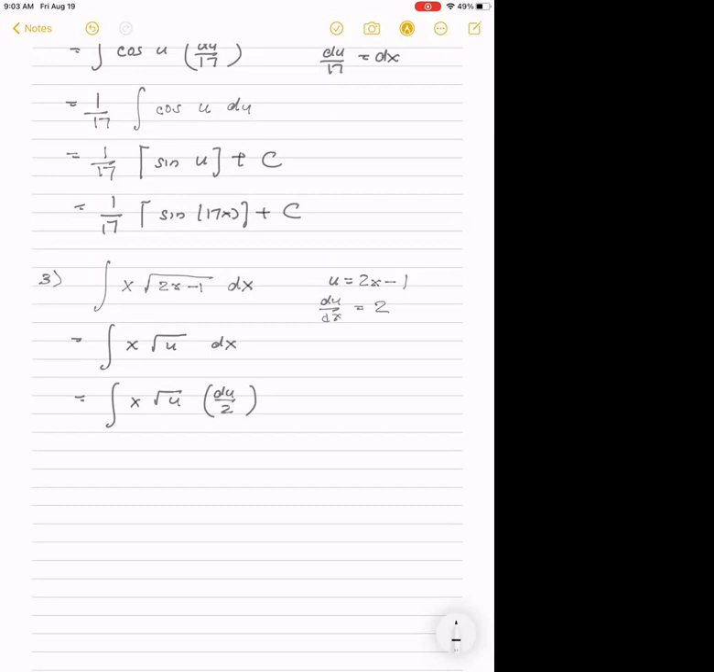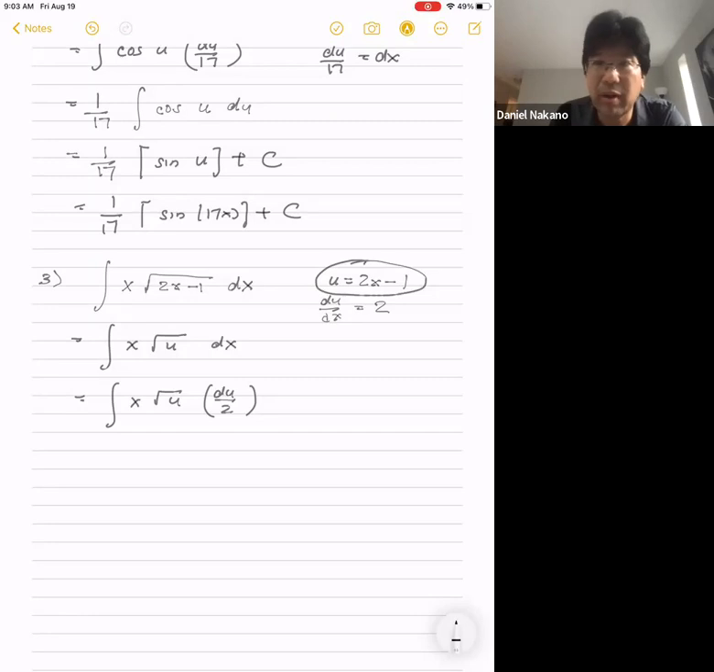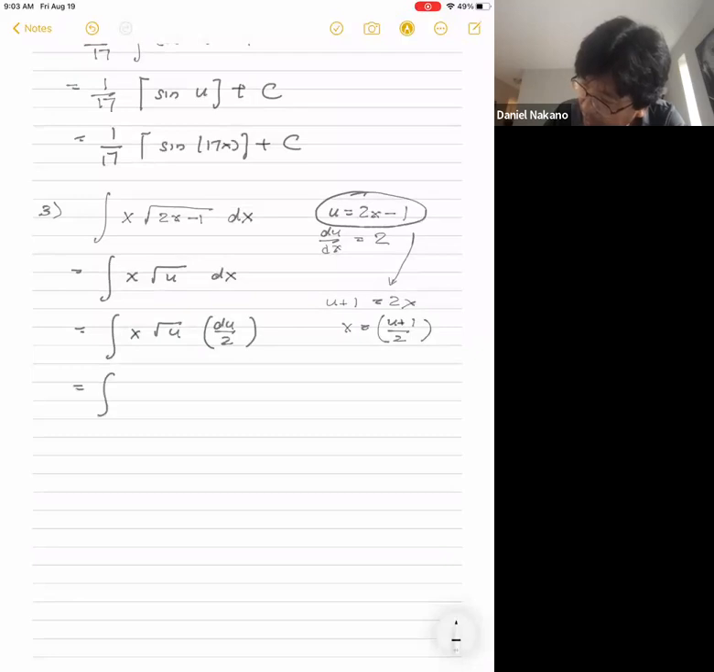You can use that first equation. Yeah, exactly. I think I heard from several people. I want to use that first equation and just solve for x. So I want to use this one over here and solve for x. That's u plus 1 is equal to 2x. So x is going to be equal to (u plus 1) over 2. So I get (u plus 1) over 4 times the square root of u du. Let me clean this up a little bit. So here's 1/4 (u plus 1) square root of u du.